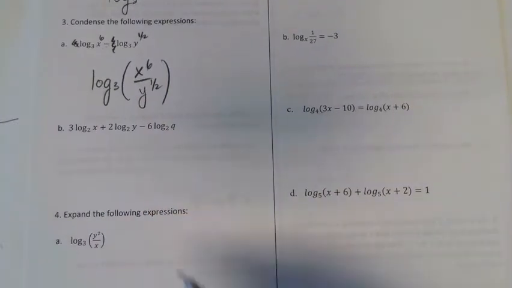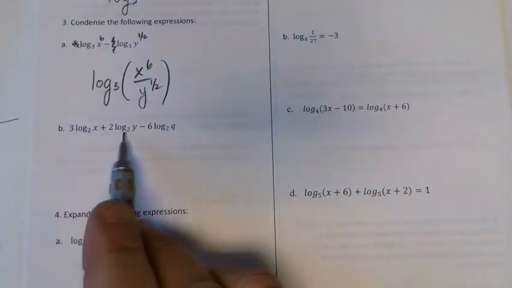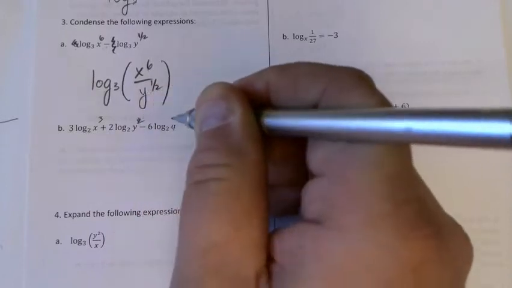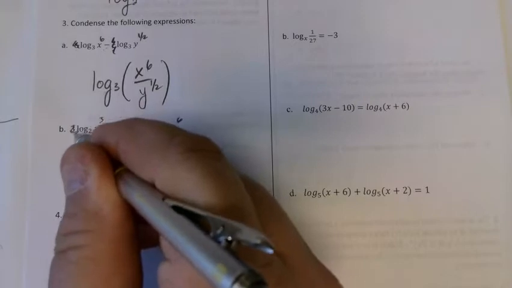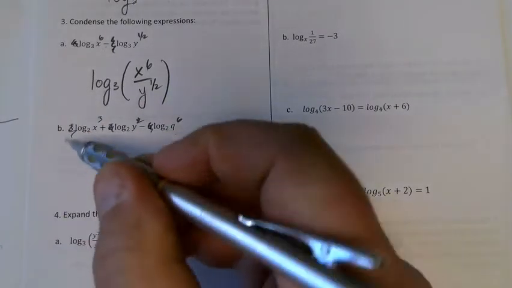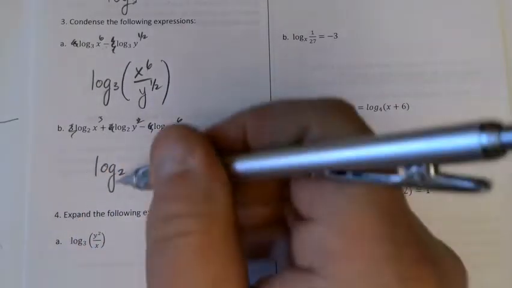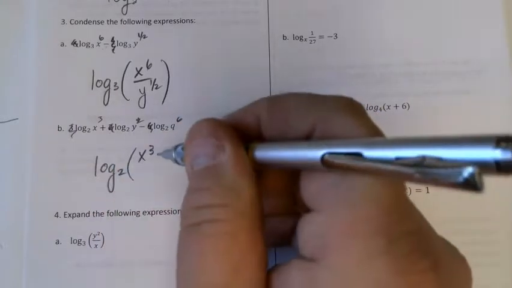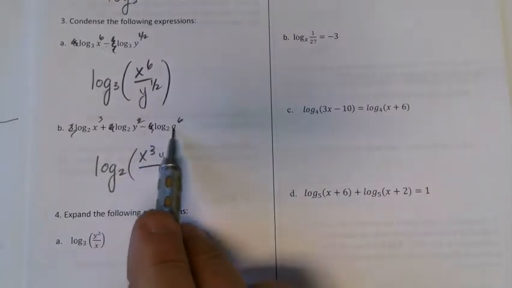Here, I'm going to start by pulling these in. What I mean by these is these coefficients, the 3, the 2, and the 6. It'd be x cubed, y squared, and q to the 6th. And now these are all gone, right? Okay, now I've got log base 2 of x cubed plus, so I know these are going to be multiplied, x cubed times this y to the 2nd, and they're all over because that's being divided the q to the 6th.